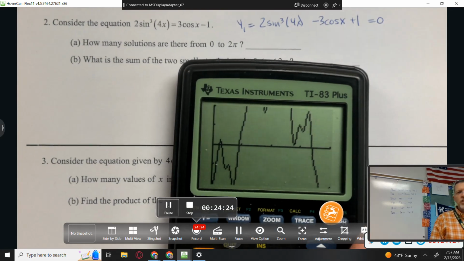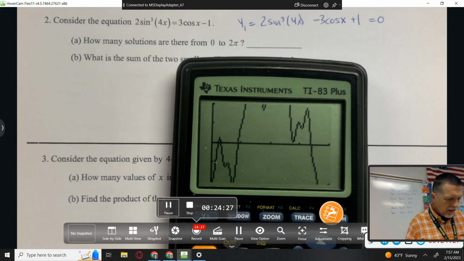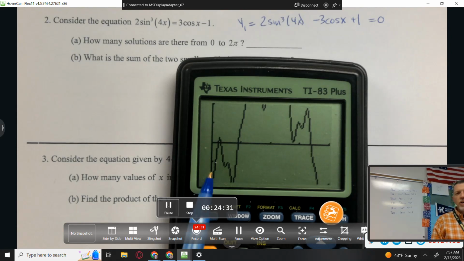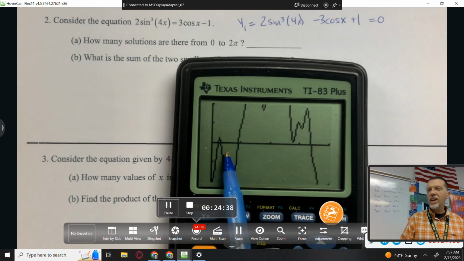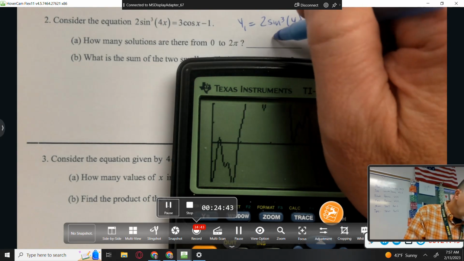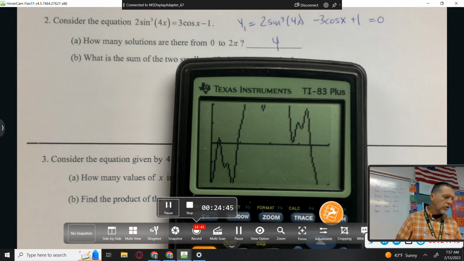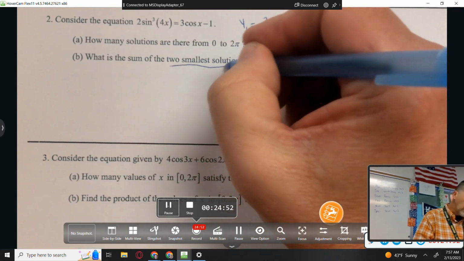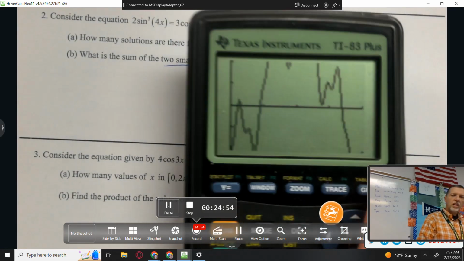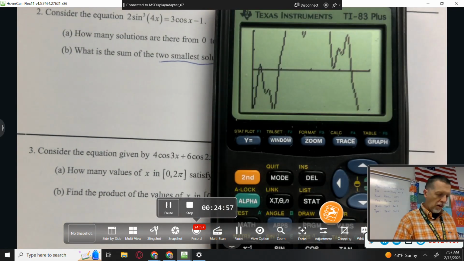So how many solutions are there from 0 to 2 pi? I think I would say 4. You do have to be careful on things like this, because sometimes you can't tell if it's 1 or 2 and you got to zoom in, but that's pretty clearly 2. So 4 solutions. Now I don't have to find all of them. It just says find the sum of the 2 smallest solutions. So that's a little bit of a time saver.